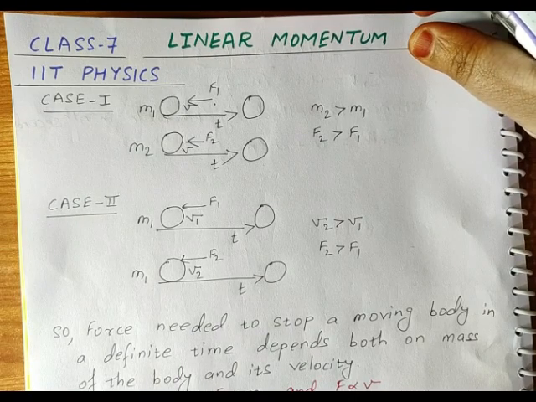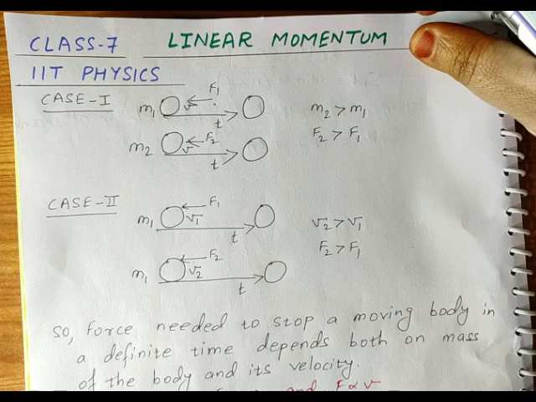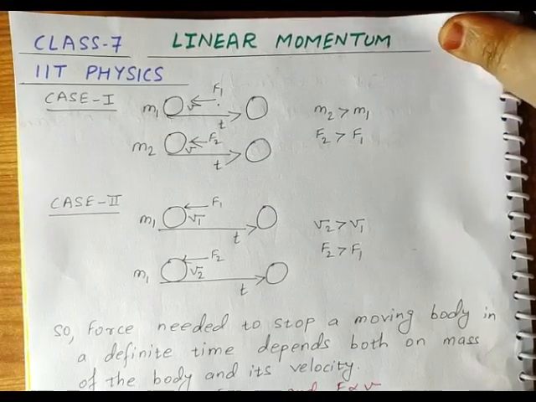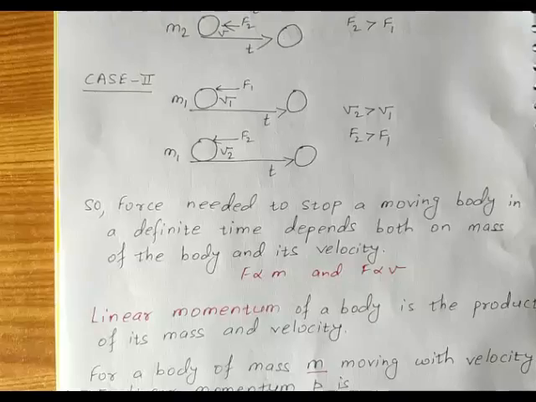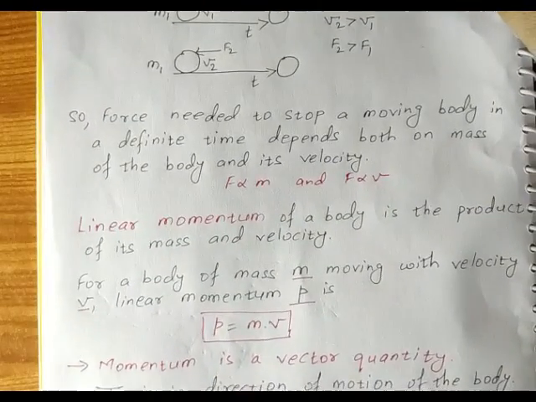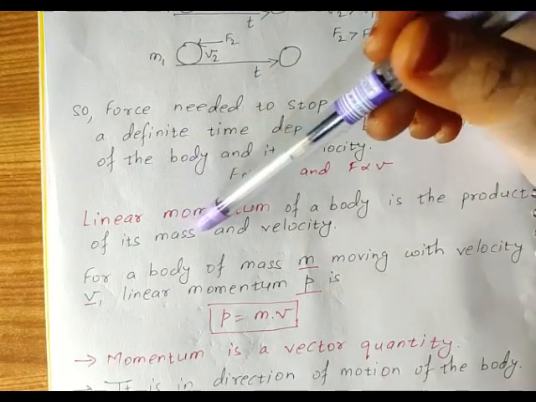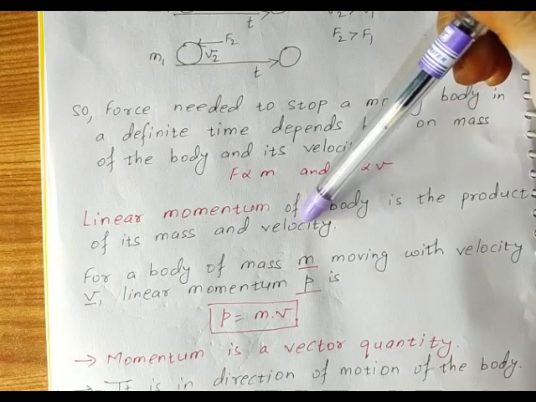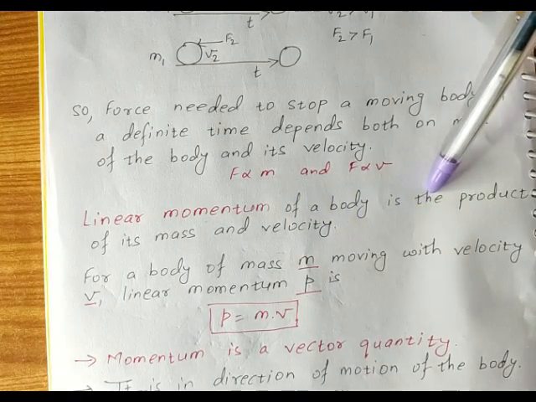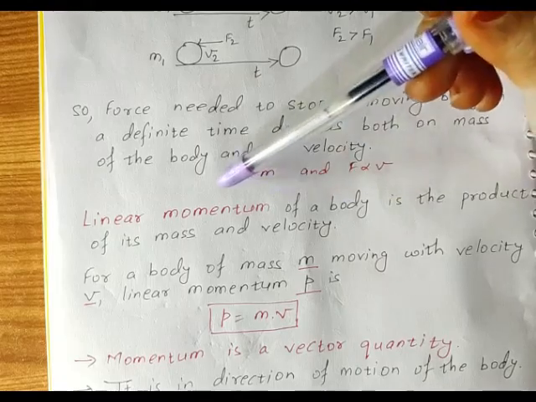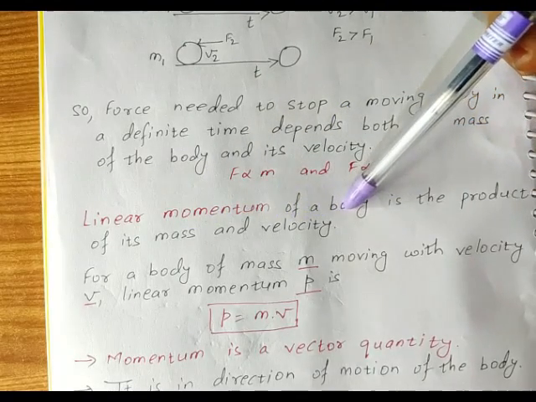If I do so, the video length will increase. That's why whenever I am focusing, you must pause the video and write down. After writing only, again you continue the video. Okay? So next, linear momentum of a body is what? It's a product of its mass and velocity. Whenever a body is moving, its linear momentum is nothing but the product of its mass and velocity.